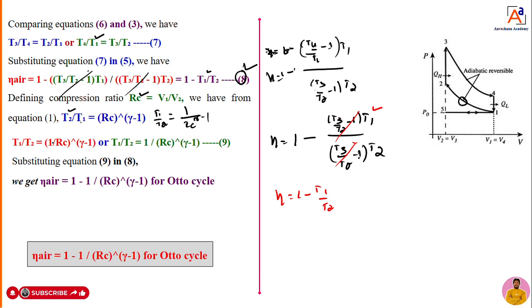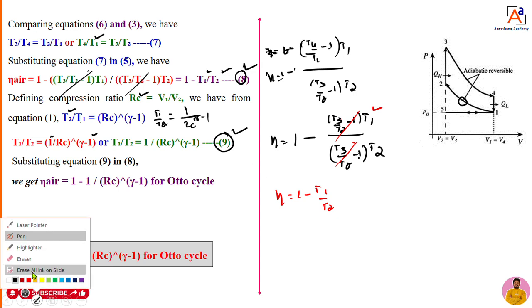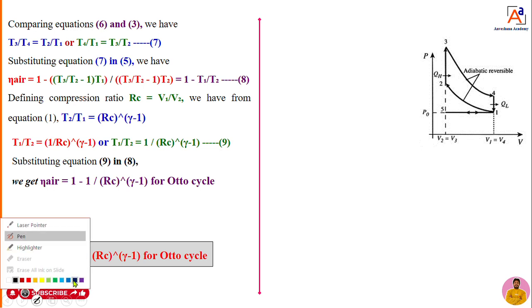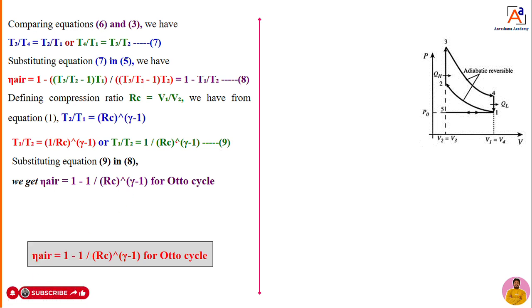The same T2 by T1 I can write in another way, that is T1 by T2 is equal to 1 divided by Rc to the power of gamma minus 1. So T1 by T2 is equal to 1 divided by Rc to the power of gamma minus 1. That equation I will call equation number 9. Now I will substitute equation 9 in equation 8.